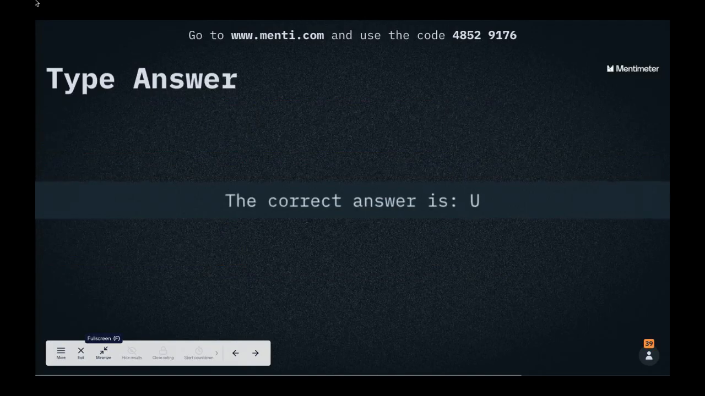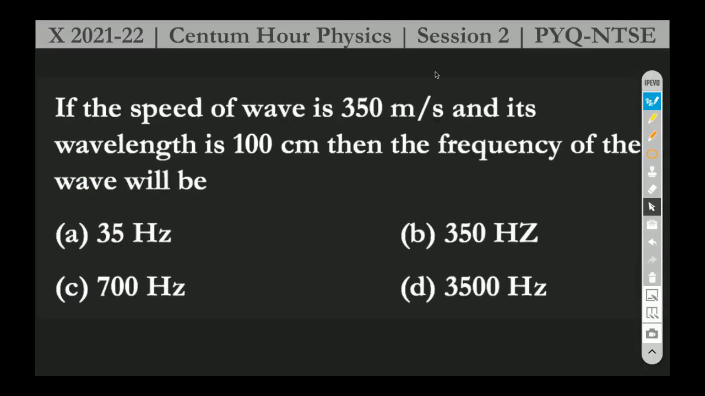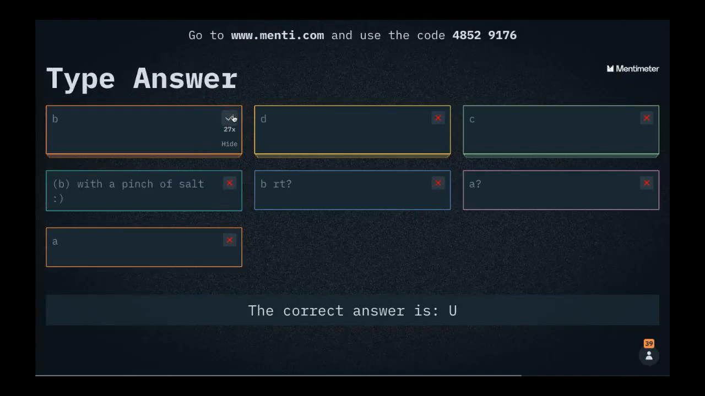It's bravo. See guys. Oh, nahi, nahi. Meter per second is the speed. Speed is wavelength multiplied by frequency. Wavelength is 100 centimeter. If I convert it to meters, it will become 1. So 350 hertz is the answer. Bravo. Bravo. Pinch of salt.